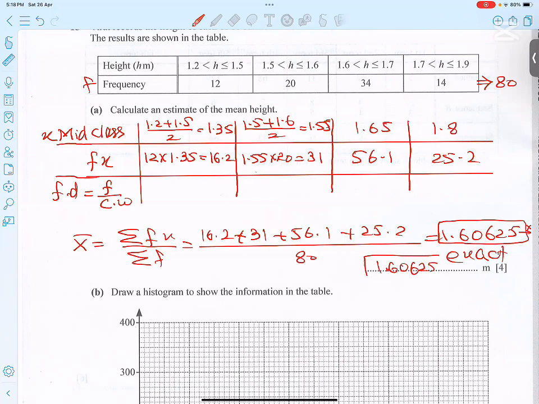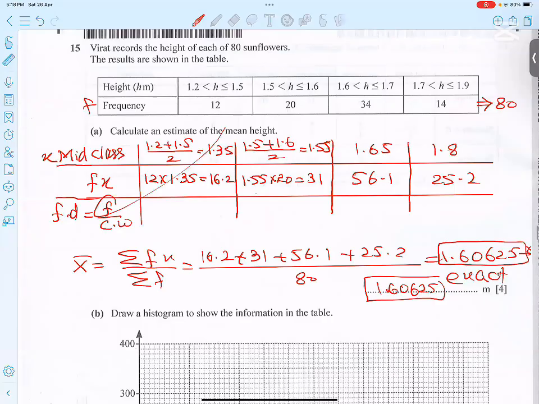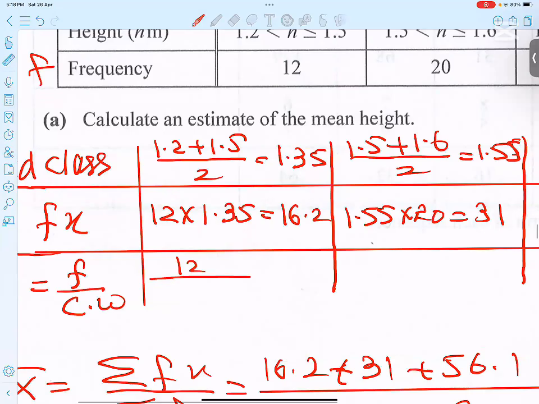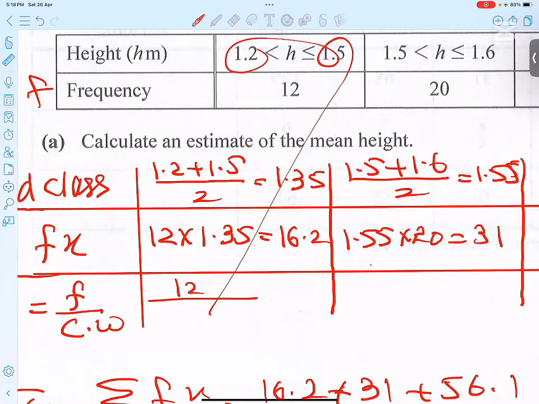Now, how to get the frequency density? Frequency 12, class width is the gap of them. And the gap of this, look, I show once: 12 divided by the difference of these numbers, I mean 1.5 and 1.2. So when I divide 12 by 0.3, I get 40.